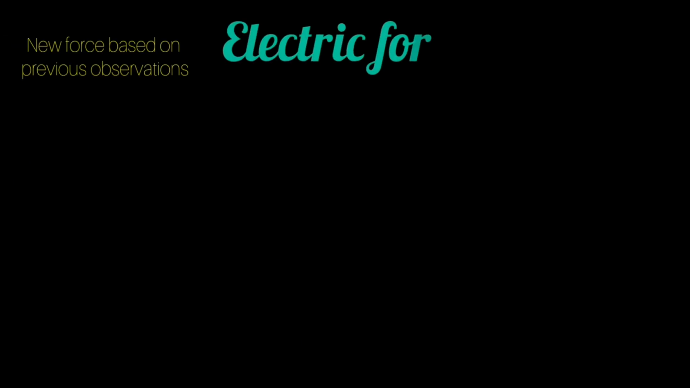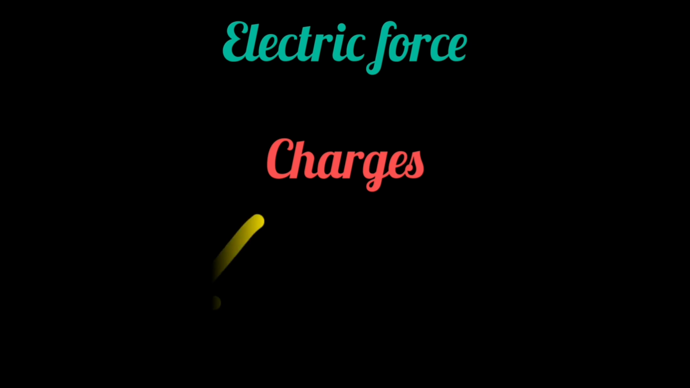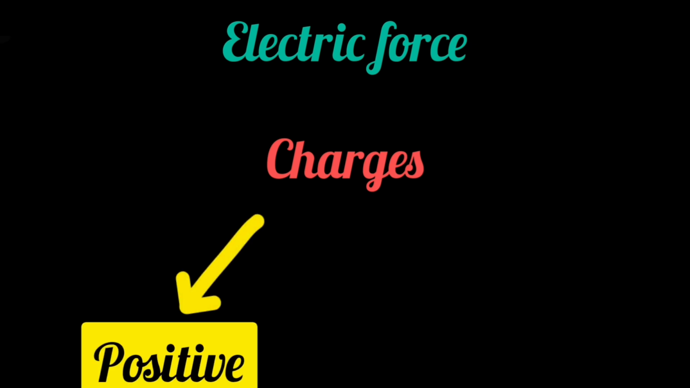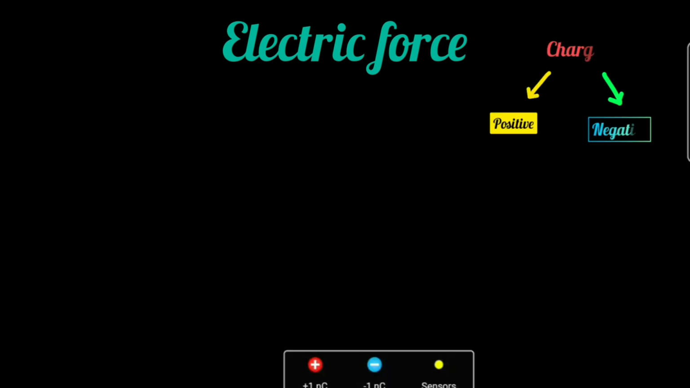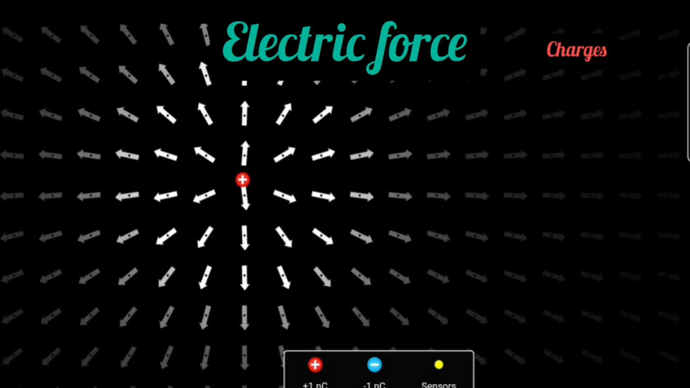So far, we know that there is a new force that we call electric force. And what we call charges are responsible for this new field or force. Based on the observation that we made, we have to have two kinds of charges, which we call positive and negative. If we put a positive charge, it creates a field around itself, which means that any positive test charge put in that field would feel a force equal to this value.